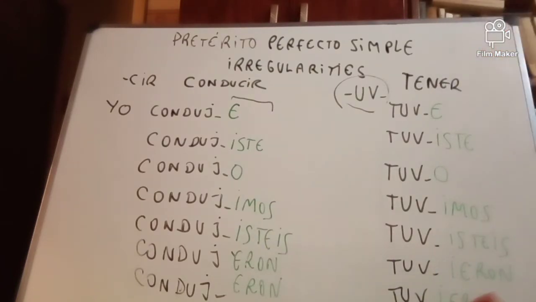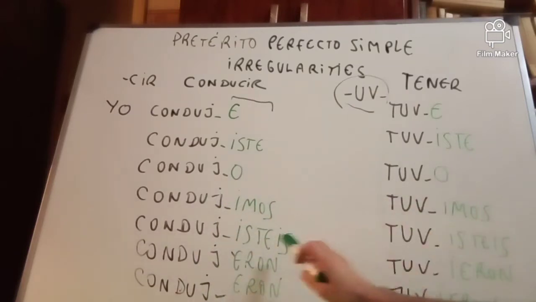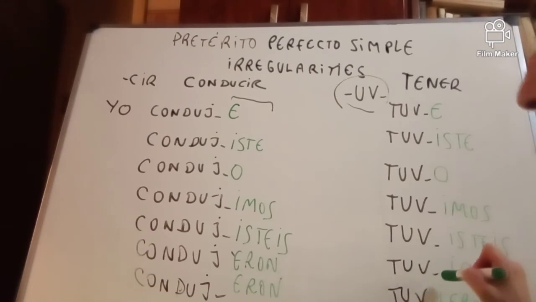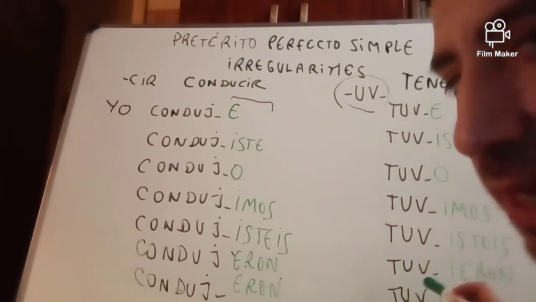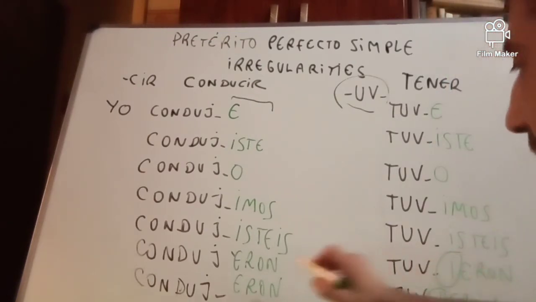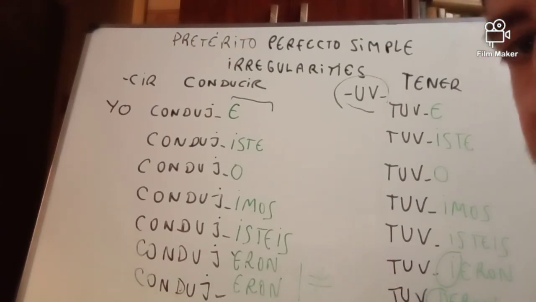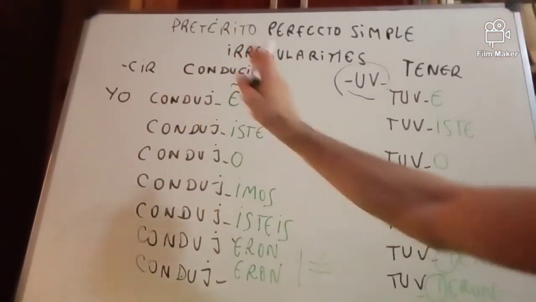Let's see. So, iste, iste, o, imos, imos, isteis, isteis, eron, eron, eron, ieron, ieron. In the case of tener, we say tuvieron, we add an e. This is the only difference here. But for the rest, it is the same.